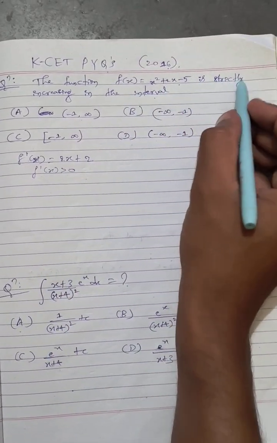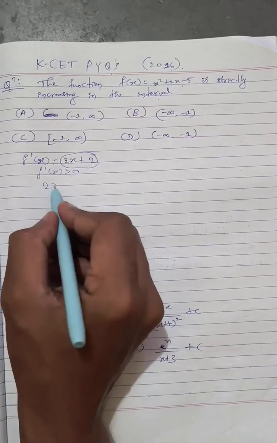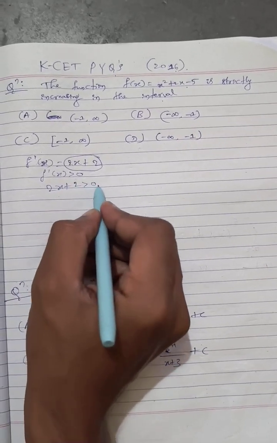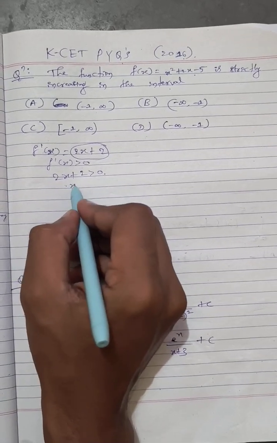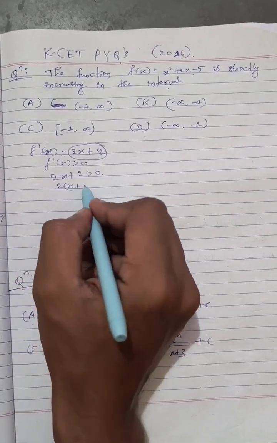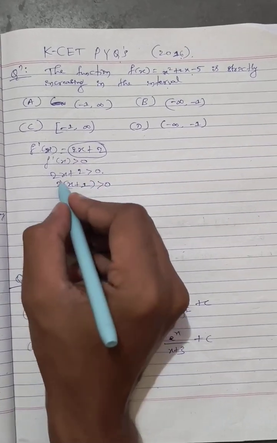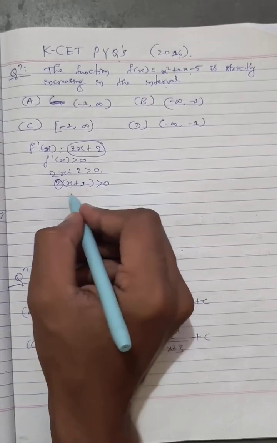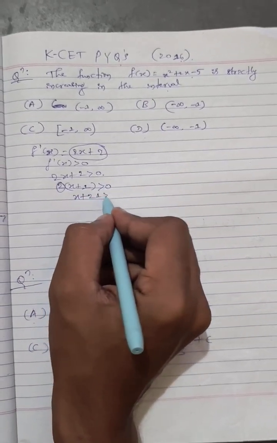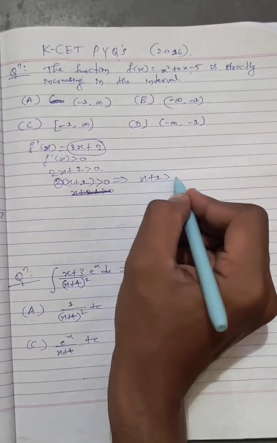So here we need the increasing, so let us make this derivative greater than 0, so that is 2x plus 2 greater than 0. So solve this inequation. Take 2 common, and you are left with x plus 1 greater than 0. 2 is obviously a positive quantity, so divide both sides of the inequation by 2. So what you will get? x plus 1 is greater than 0.